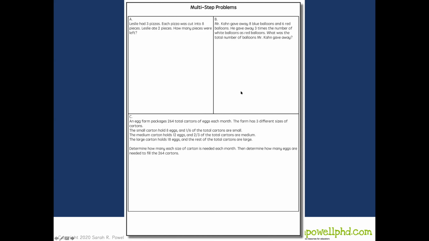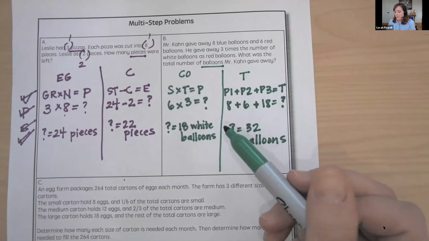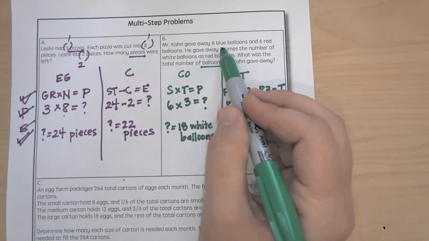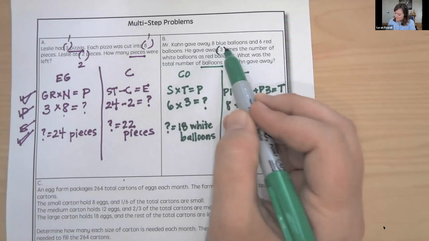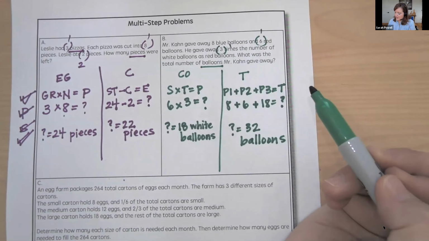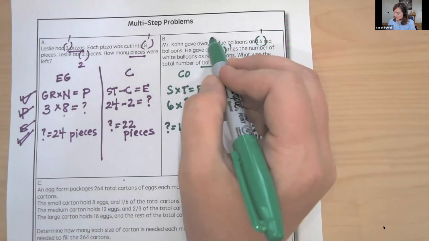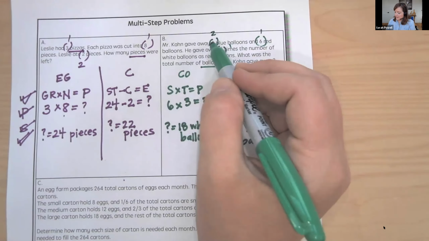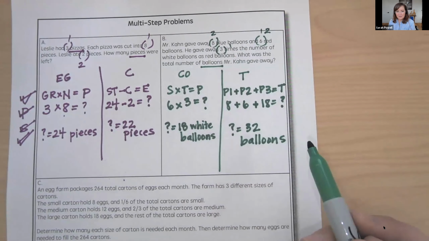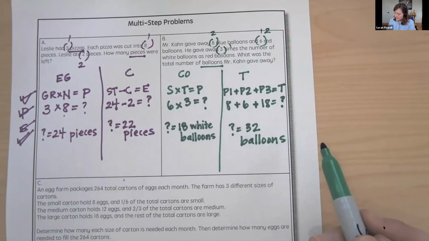All right, so hopefully everyone had a chance to do a little work here. I interpreted this first as a comparison. So first I needed to figure out, well, he has 3 times as many white balloons as red balloons. So first I was going to focus on that. And then I needed to figure out the total number of balloons that Mr. Khan gave away. So second, I was going to add 8 plus 6 plus the product that we figured out by the number of white balloons that he gave away.